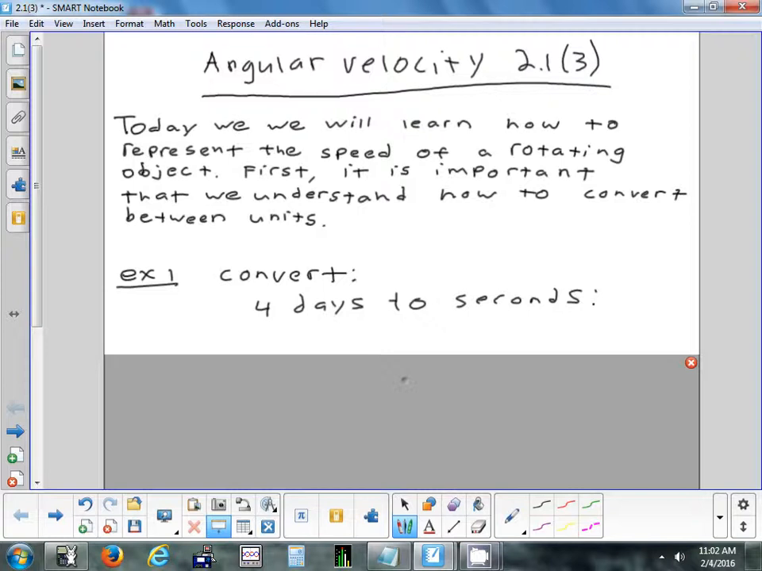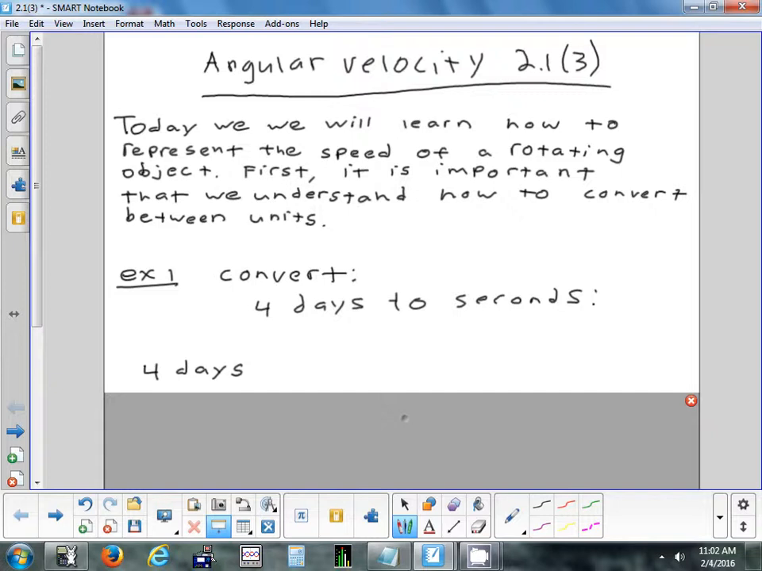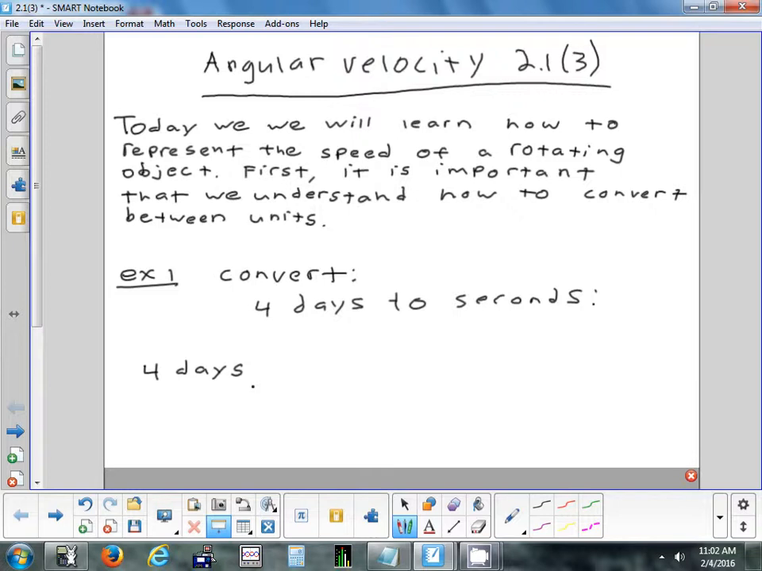So what we're going to do is practice a couple basic conversions first, and then we'll get into some angular velocity problems. What I want to do here is convert days to seconds, and I want to do it in a very systematic way. Every time we convert between units, we're going to use a conversion factor, whether it's in 1 minute, there's 60 seconds, or in 1 day, 24 hours. Some of these conversions you do have to know.